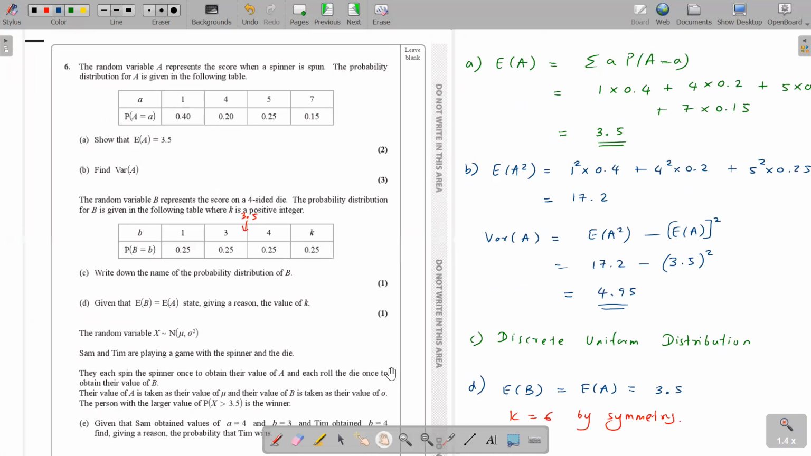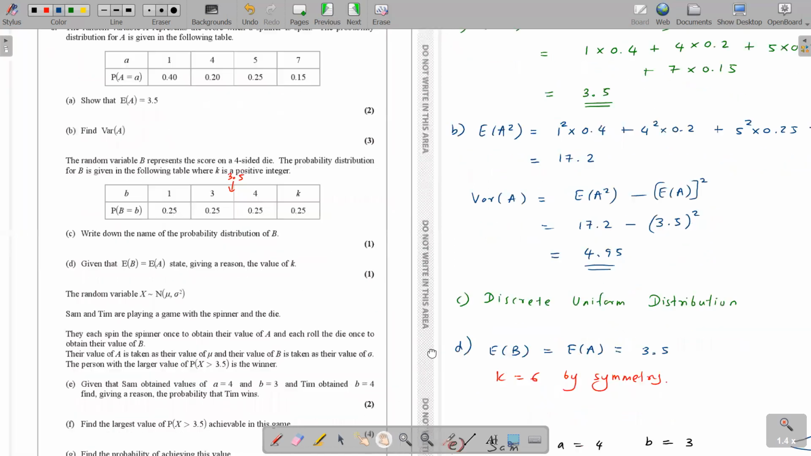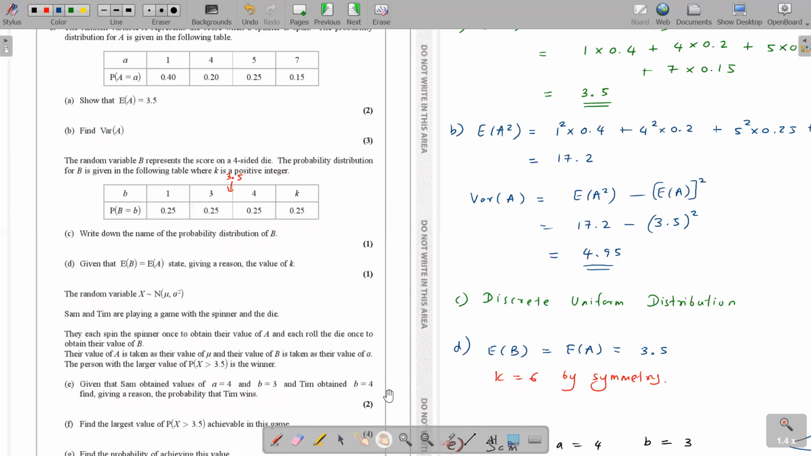So what are the values bigger than 4.17 on the spinner? Because the A variable you get from the spinner. What are the values we can get from the spinner? So 5 and 7. So if Tim gets values of A, either 5 or 7, then he can win this game. Okay, so then what's the probability of Tim winning this game?